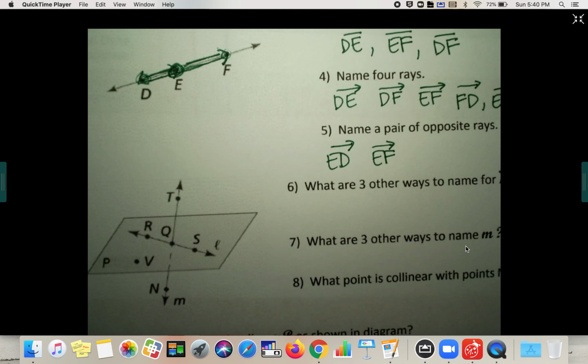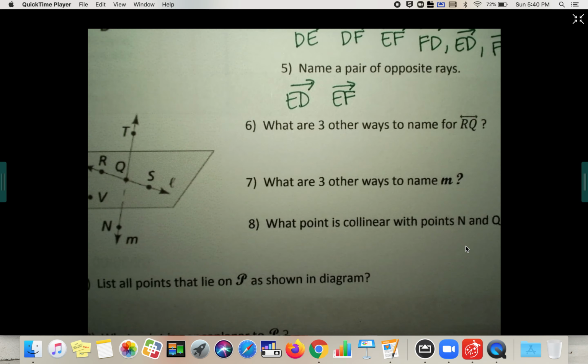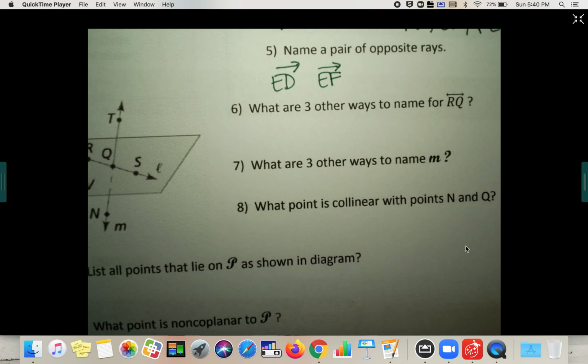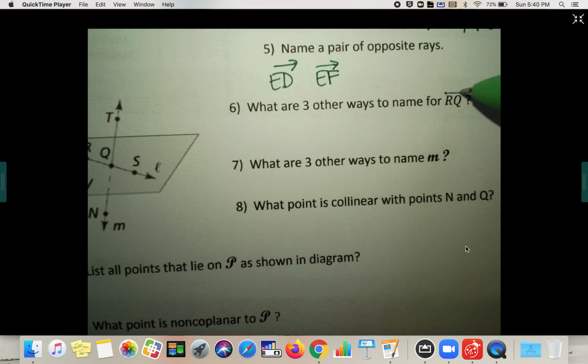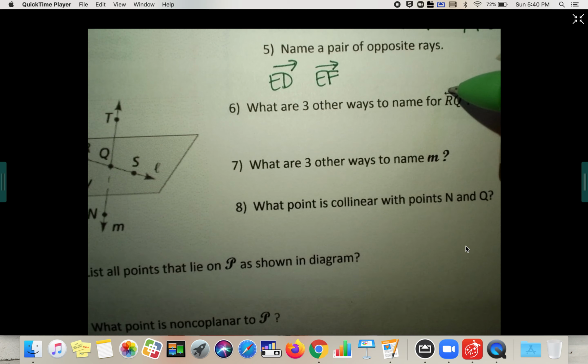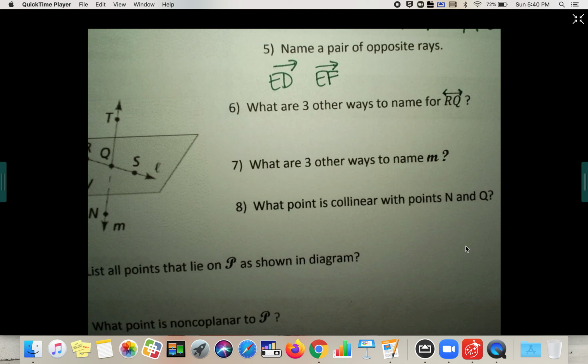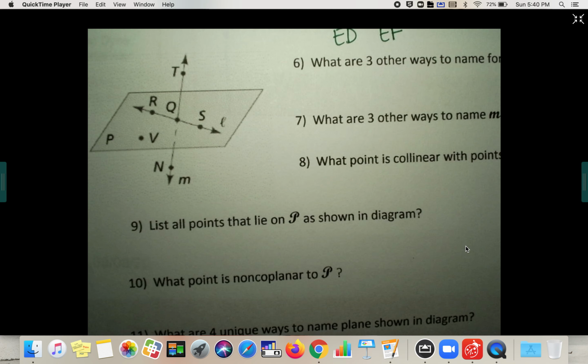All right, what are 3 other ways to name RQ? And by the way, you have to look really close, but this is actually line RQ. It's got those tiny little arrows that you can barely tell are arrows at the end. I'm sorry it didn't copy very big, but that is line RQ. So what are 3 other ways to name RQ, line RQ?